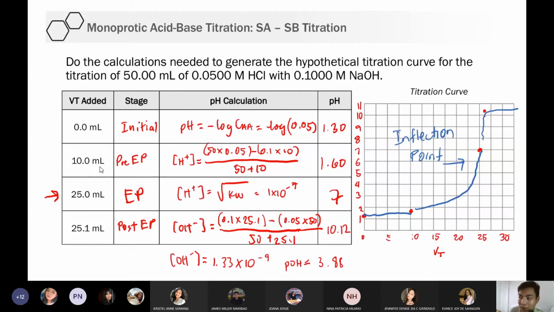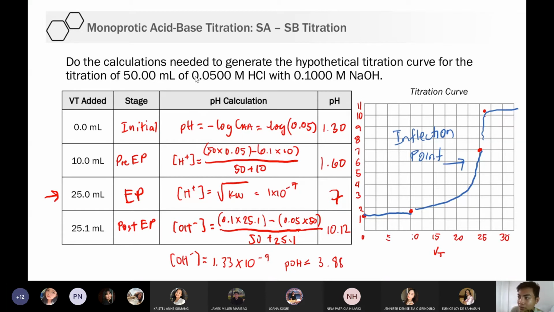Ito, initial siya. Ito, pre-equivalence kasi less than this. Ito, lagpas sa 25. So ito, post-equivalence. And then, once you assign the stages, there is a corresponding equation. Okay, may corresponding equation kada stage. All you have to do is just to plug in all the given numbers. No? Plug in mo lang.